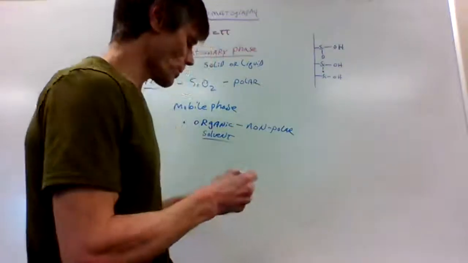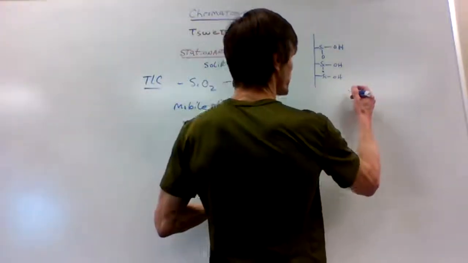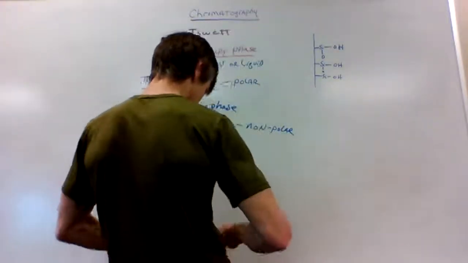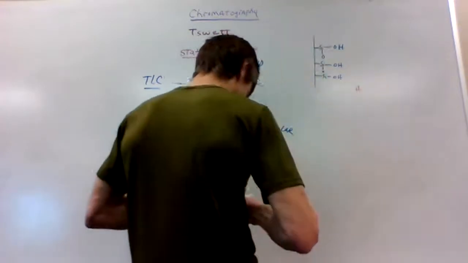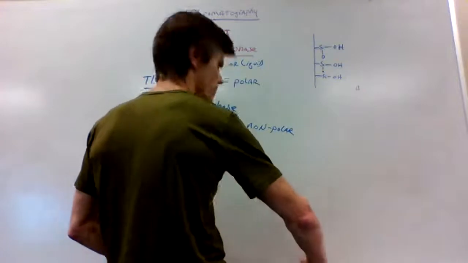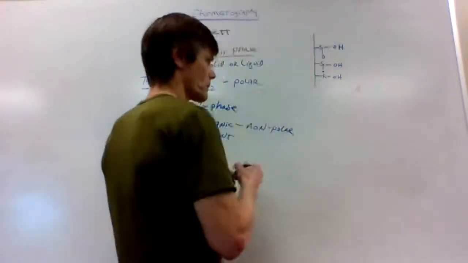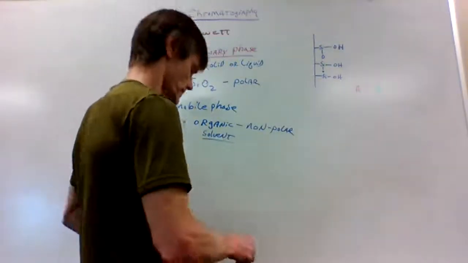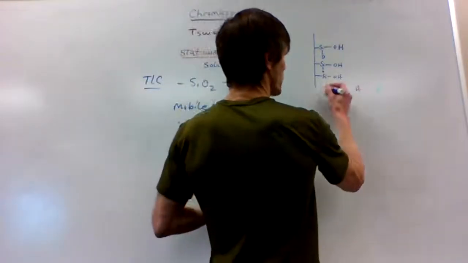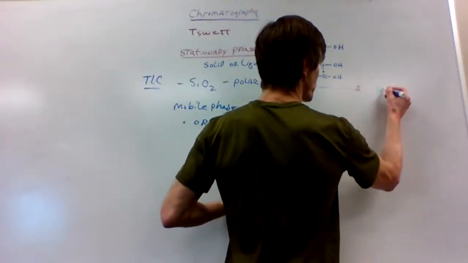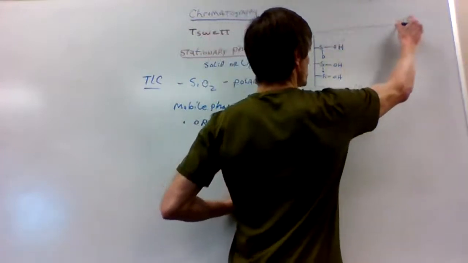So if we have two components that we would spot on here, I'll use different colors. We have component A, and we have component B. And we spot them on our plate. So typically we use a pencil and we mark a small line where we spot these two samples. And this would be our plate. We'll just put it like that.